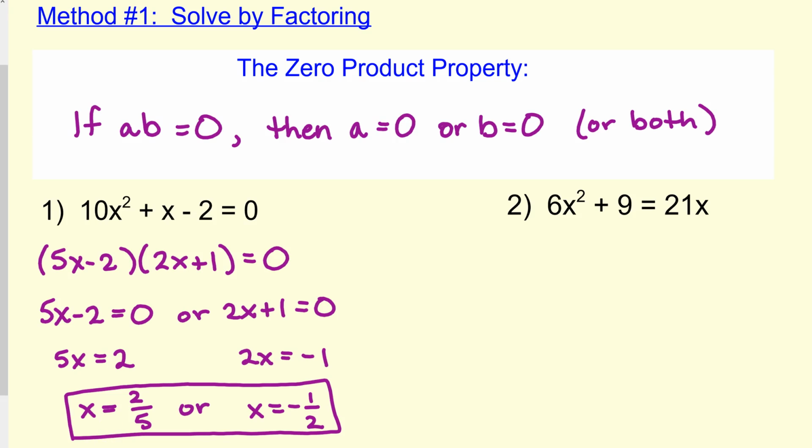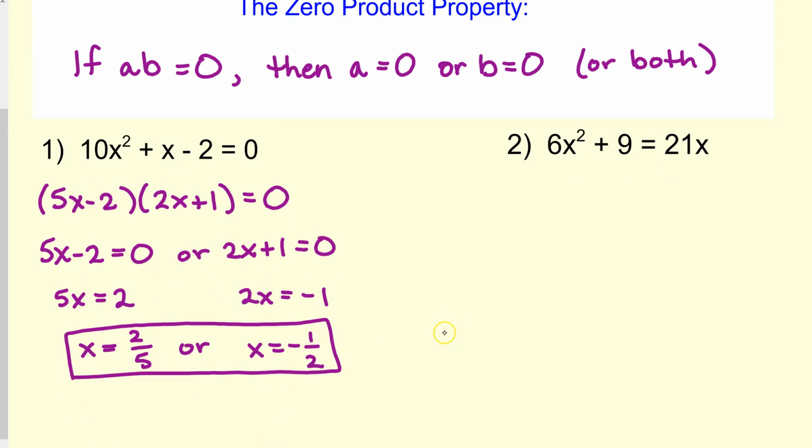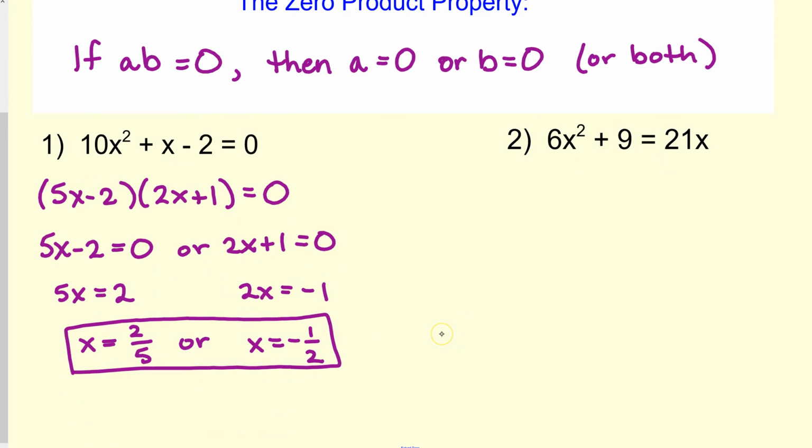Now when you're looking up your answers in the back of the book, there's a possibility that they're going to use set notation. So they might show the answer like this: x is an element of the set containing negative 1/2 and 2/5. You don't have to write your answer that way, but I just want you to recognize that it's equivalent to what we wrote another way.